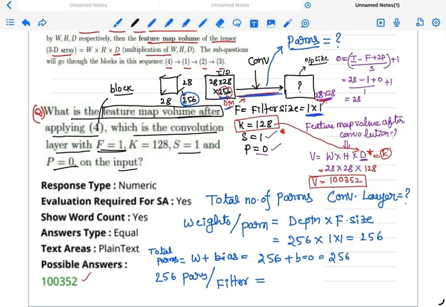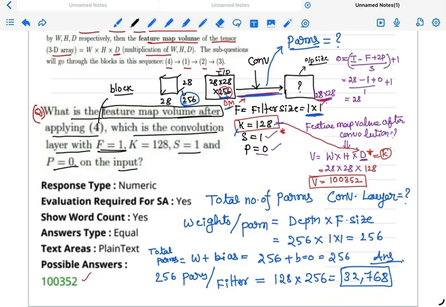So how many filters do we have? We have k, the number of filters, equal to 128 filters. So for 128 filters, how many parameters? 128 times 256, which is 32,768 parameters. So this is the answer for this question.